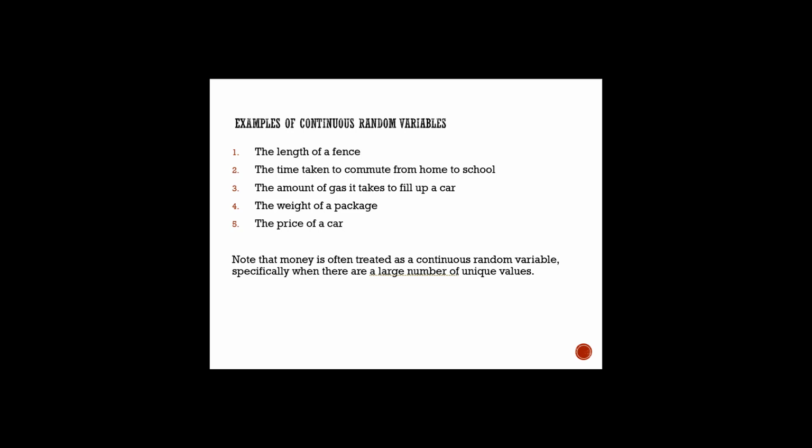Now, usually continuous random variables, while they're still numeric, are measurements: length, time, amounts, weight. And money is often considered a continuous random variable, especially if there's a large number of individual unique values. But most of the time in this class, we will treat money as a numeric or a continuous random variable.